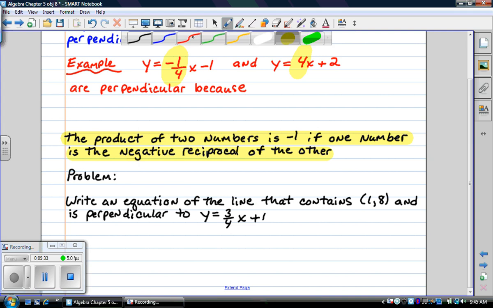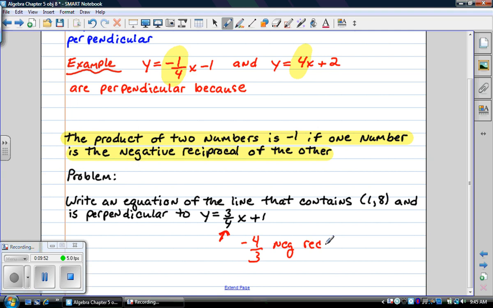All right. Well, once again, if a line is perpendicular, I know that the slope has to be the negative reciprocal. So I have to start by finding the negative reciprocal for 3/4. The negative reciprocal would be negative 4/3. How do we find that? I take 3/4 and flip it over to 4/3, and I stick a negative sign in front. If my original slope is positive, my negative reciprocal will be negative. If the original slope was negative, the negative reciprocal would be positive.